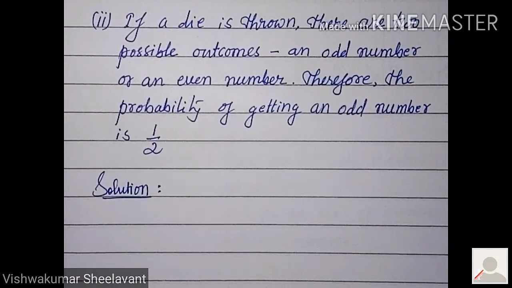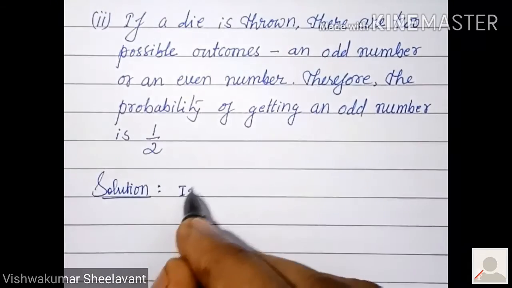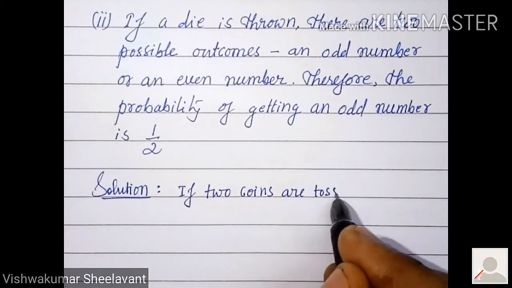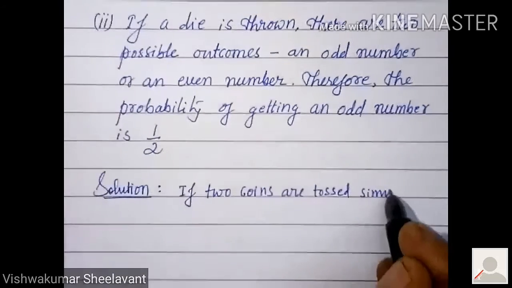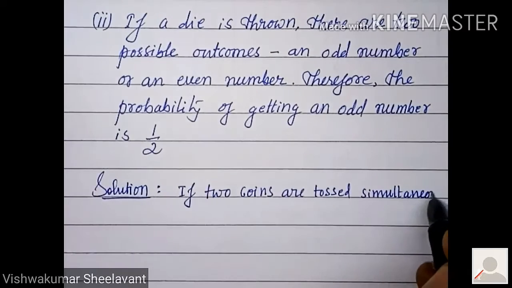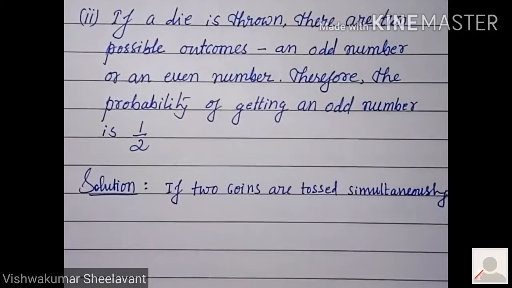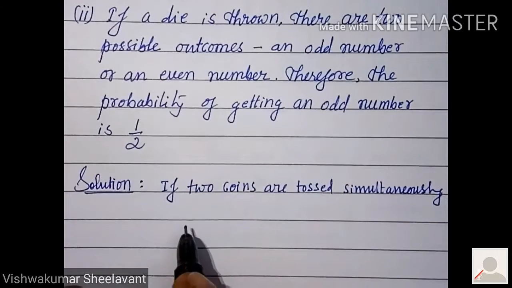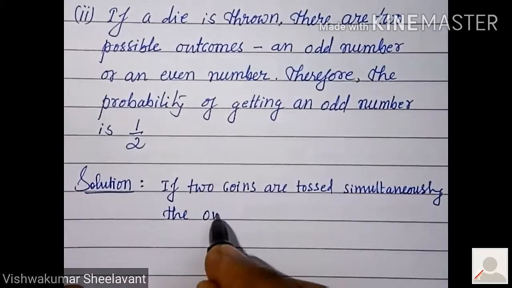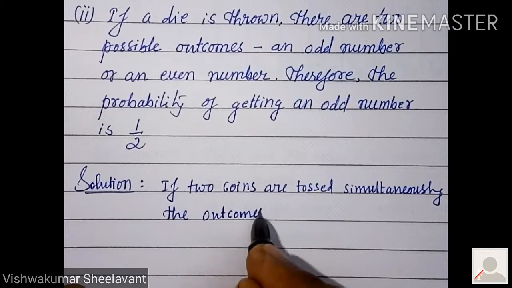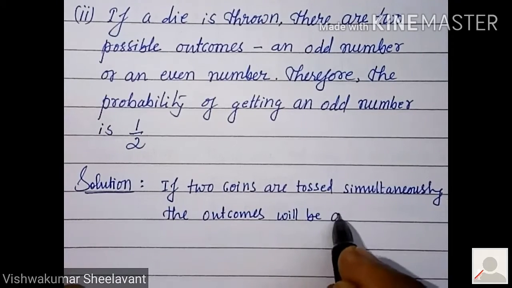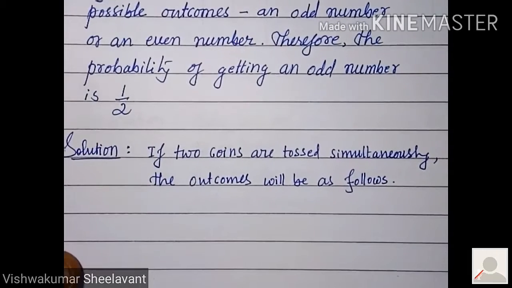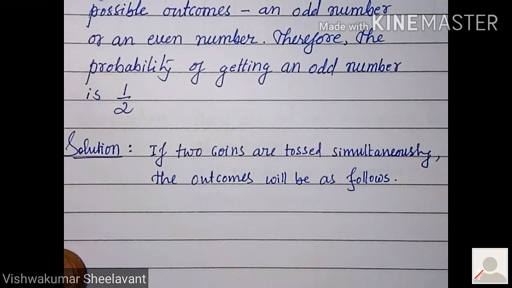If two coins are tossed simultaneously, what will be the outcomes? The outcomes will be as follows. Like we wrote for three coins in last problem, we have to now write for two coins.